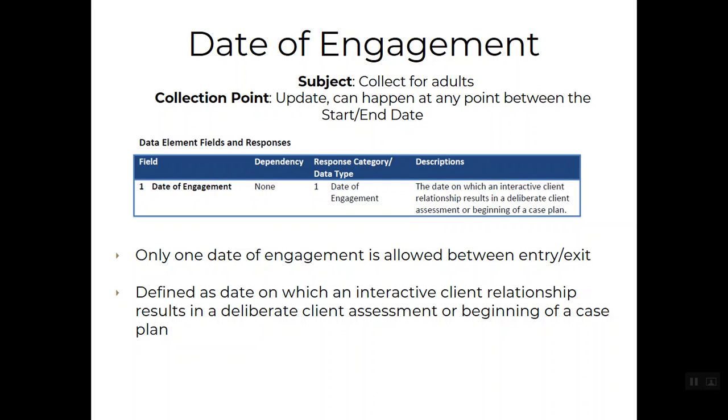So you can only have one date of engagement during an entry and exit enrollment. Your date of engagement is the first time that you've got a substantial relationship with this person, that they're really willing to sit down and answer your assessment questions as you move forward.